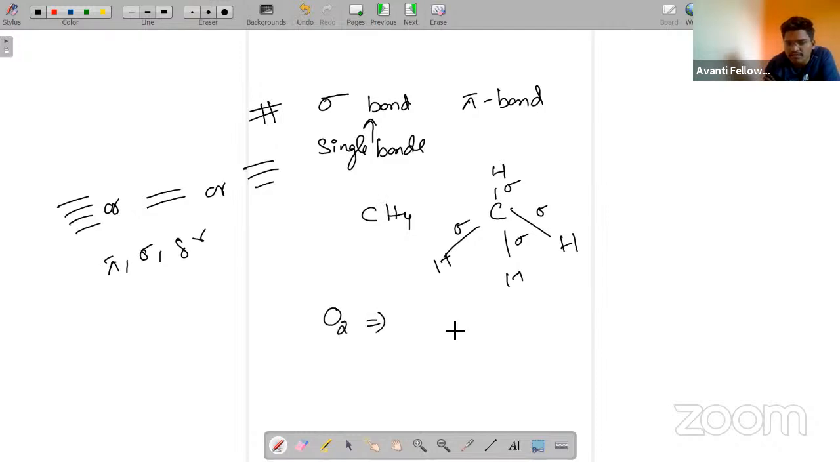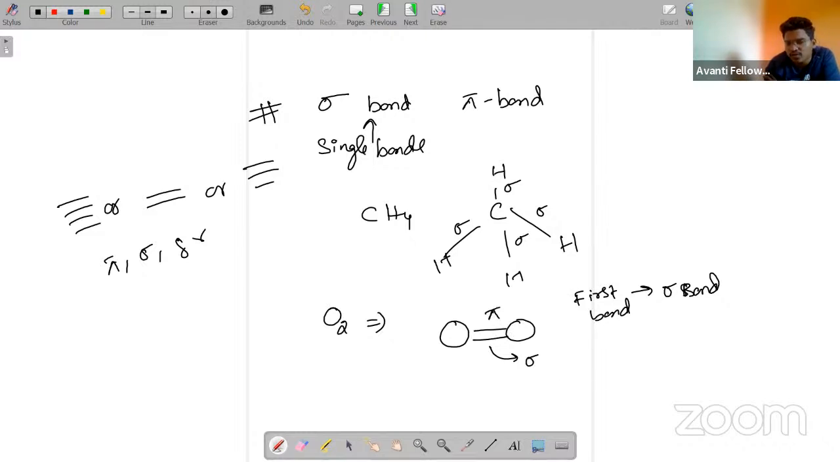O2, how will the bond formation be? Oxygen and oxygen, there will be a double bond. Always remember the first bond. The first bond is always formed by a sigma bond. So if this is sigma, the top one is a pi bond.